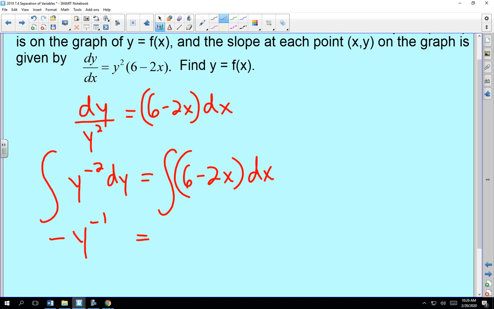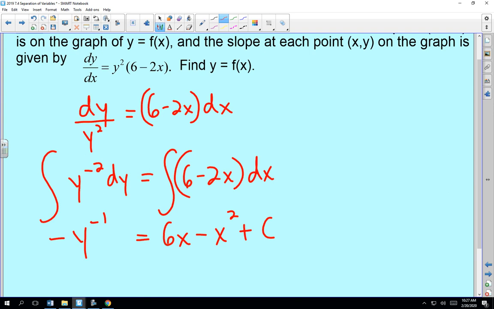And then equals 6x minus x squared plus c. So it's nice having that 2 in front of the x there. You raise it up so you don't have the fraction. And I like to always plug in the point at this stage. You could solve for y. The nature of c changes, but I like to plug it in at this stage.